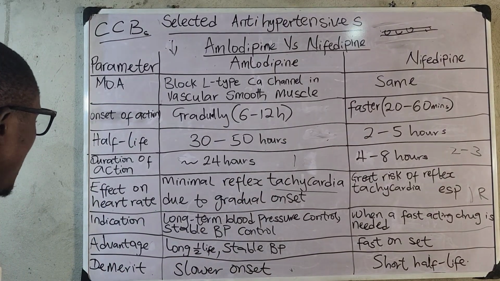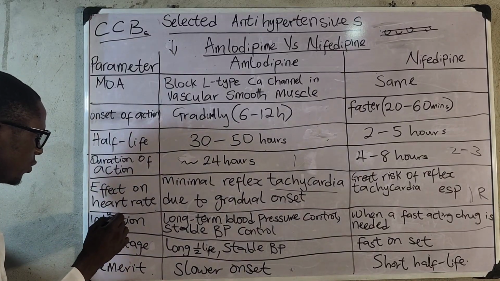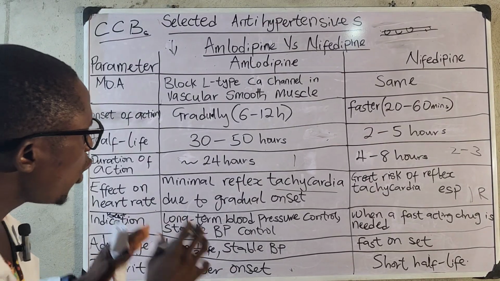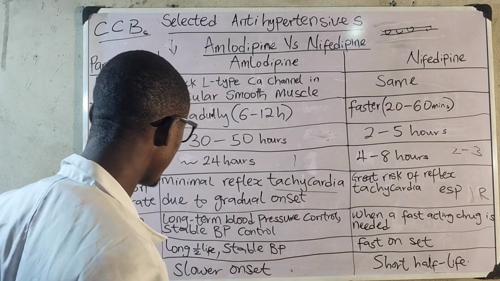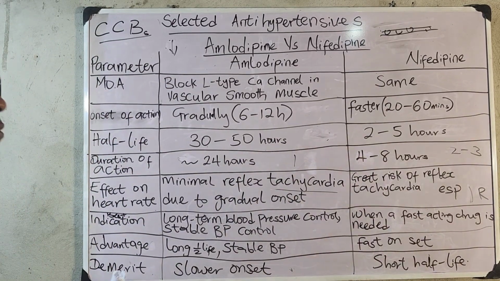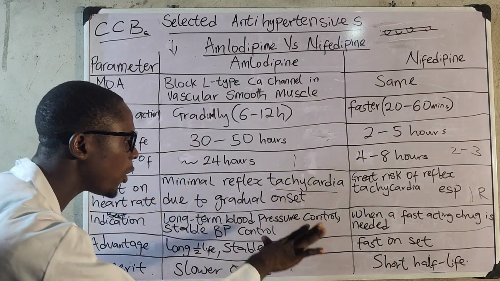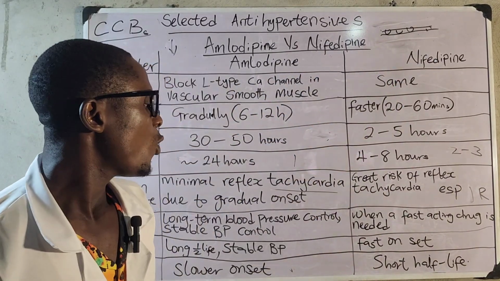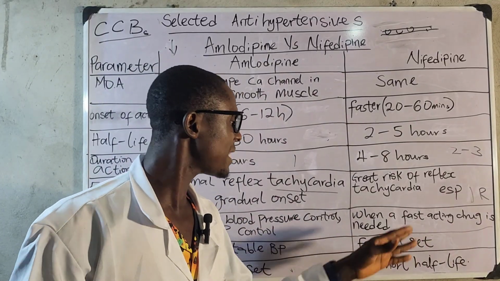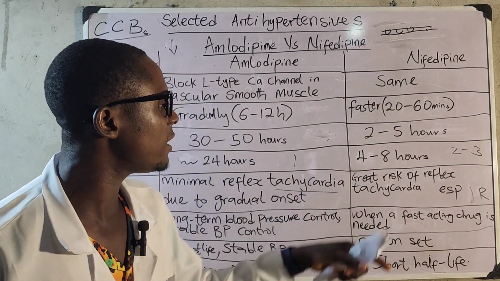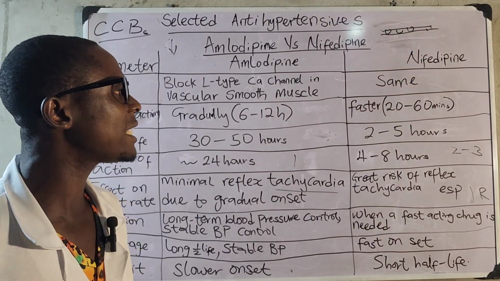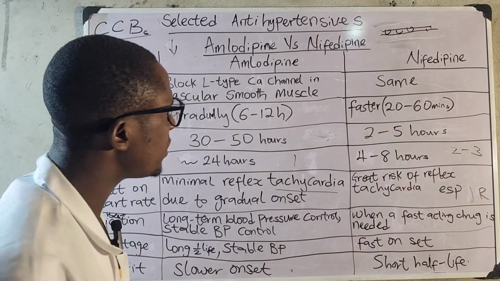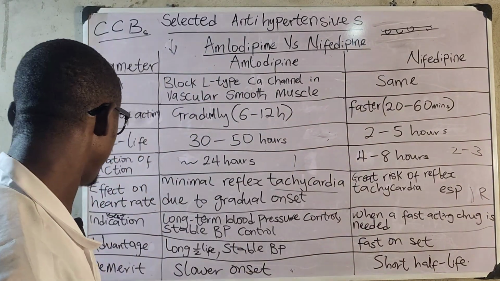Now talking about the indication, that's the best indication for when you should introduce amlodipine and nifedipine. Amlodipine is good for long-term blood pressure control, and especially for elderly people, it's very good when you need stable blood pressure. That is when you should introduce amlodipine. However, when a fast acting drug is needed, then you introduce nifedipine. For instance, in an emergency case when the blood pressure is very high and you need it to come down immediately, then you should be thinking of nifedipine.